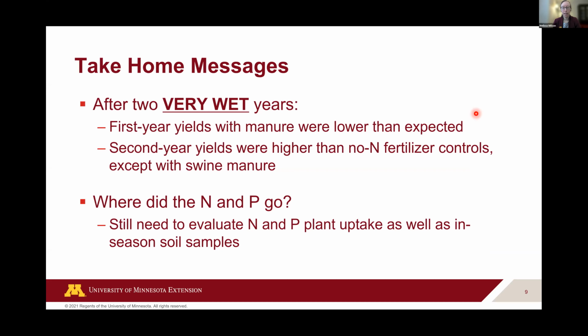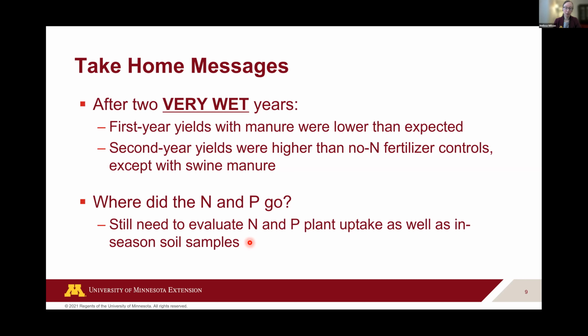So overall, we got less nitrogen uptake than we were expecting from our manures. And we did notice that there does seem to be second year credits, except for maybe with a soy manure. We have to look more into that, especially once we get the nitrogen uptake information. And some of the other information that we're hoping to gain from this study is, where did the nitrogen and phosphorus go? Is it still in the soil? Is it out of the soil?